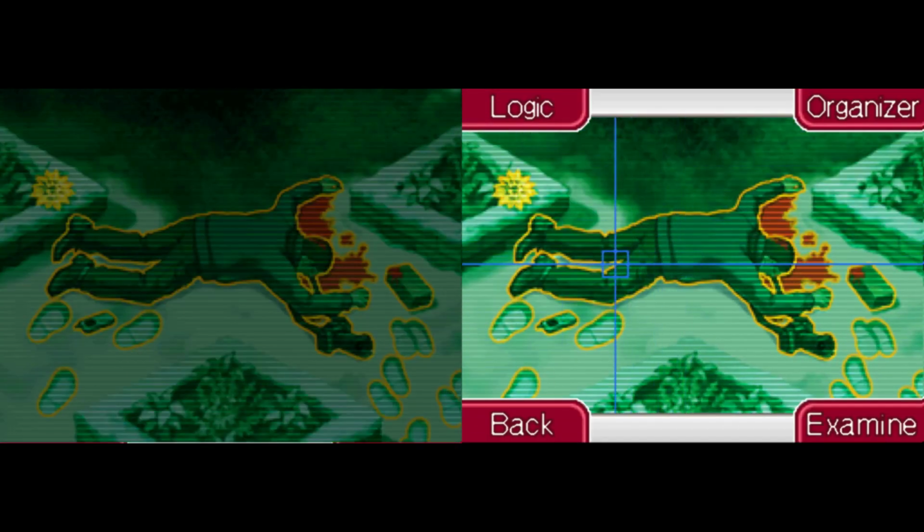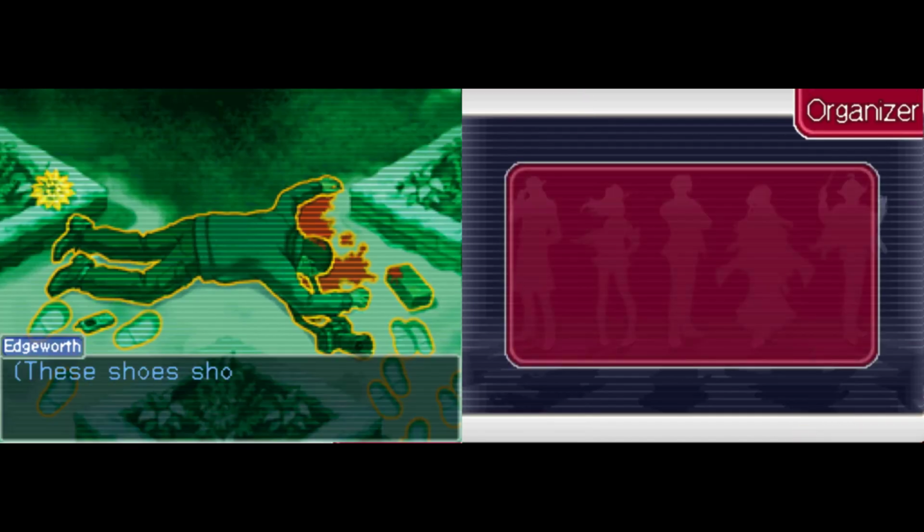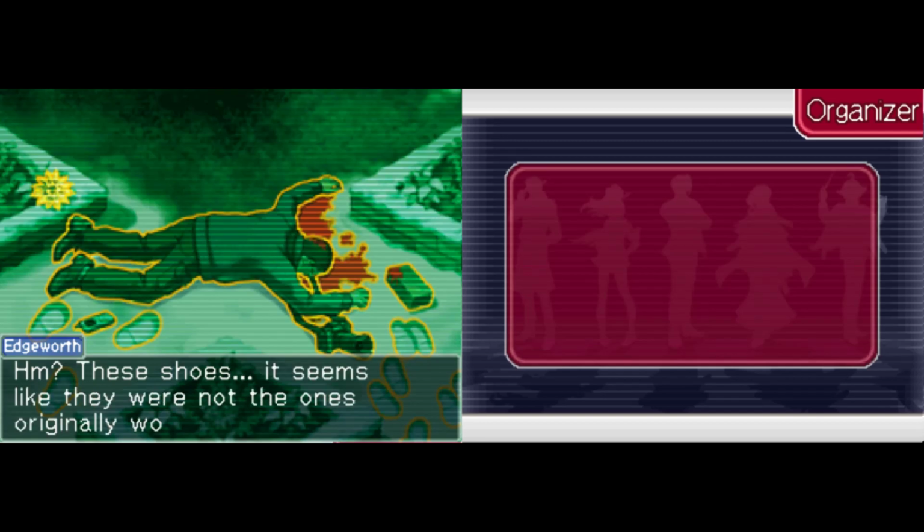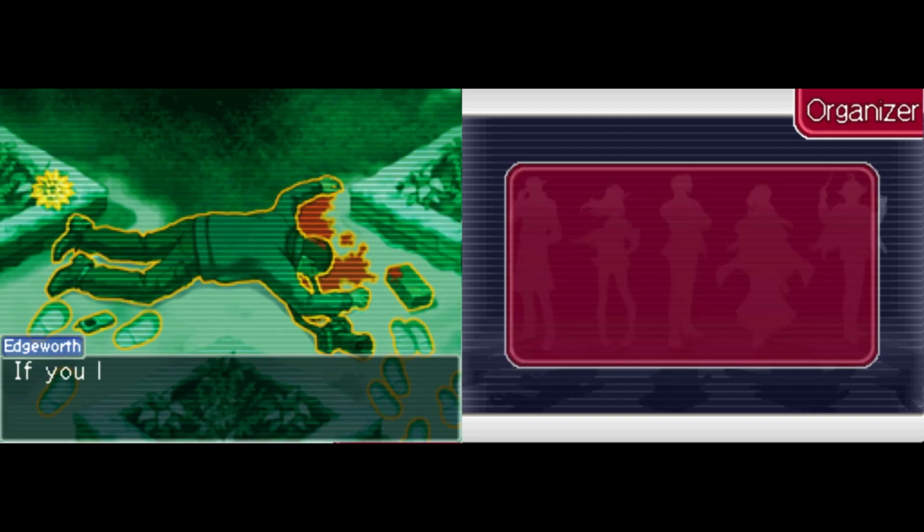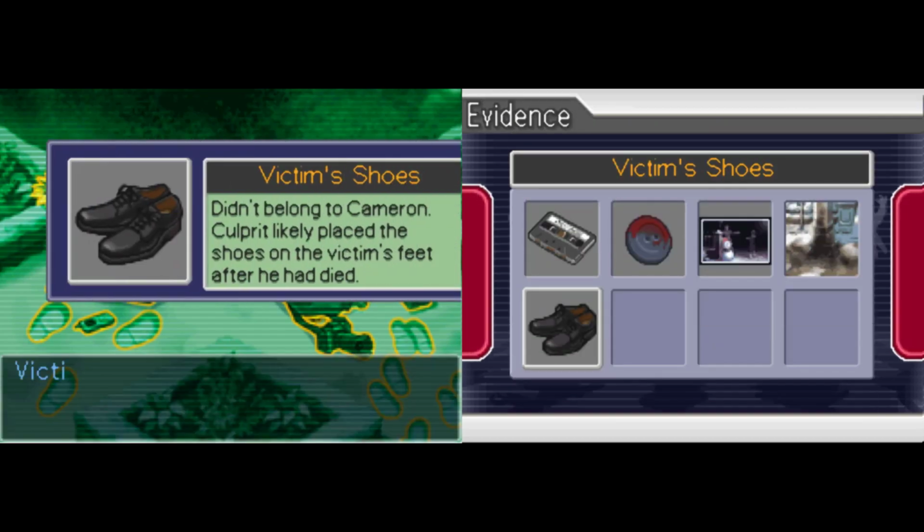I won't rest until I... These shoes should match the footprints, however. These shoes, it seems like they were not the ones originally worn by the victim. What do you mean? If you look closely, you'll see the laces were tied up strangely. And the size doesn't seem to fit quite right either.